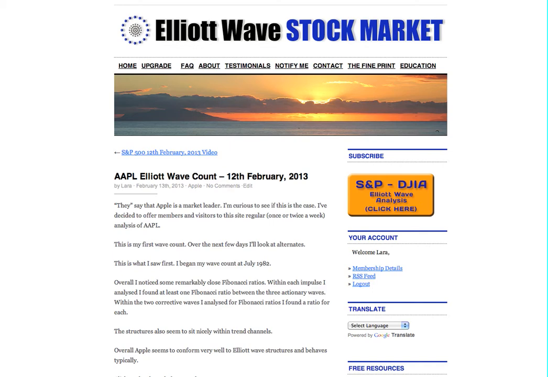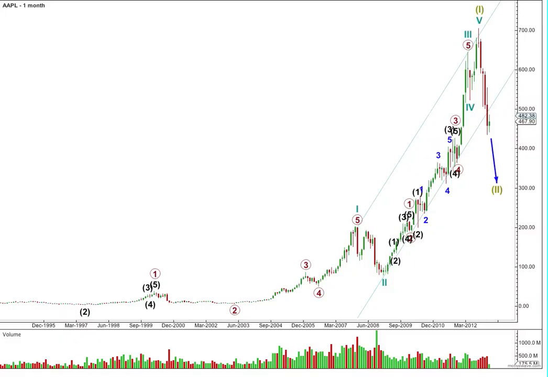I'm going to have a look at Apple once or twice a week, down to the daily and maybe the hourly chart level, because they say it's a market leader, and I'm curious to see if they are right. So I've started with a monthly chart.